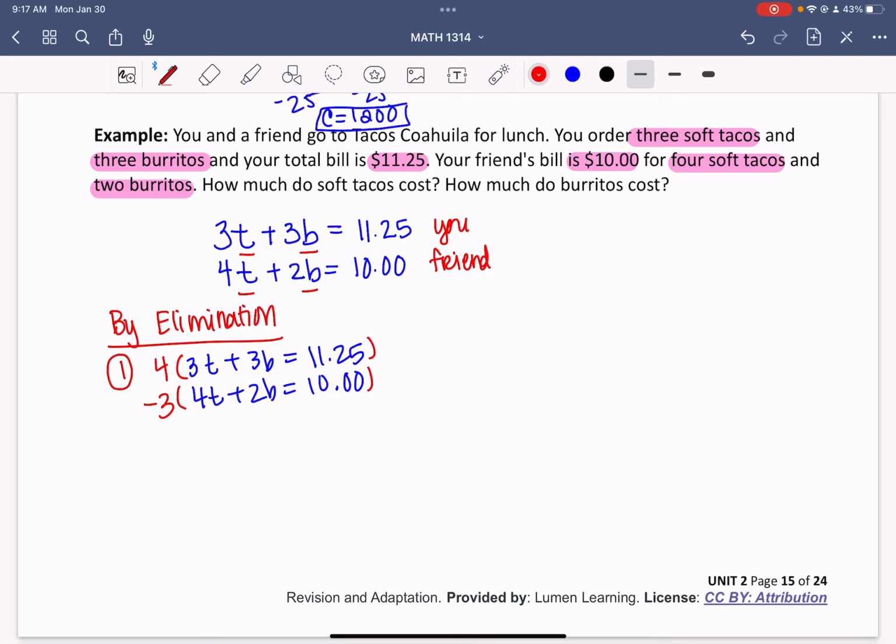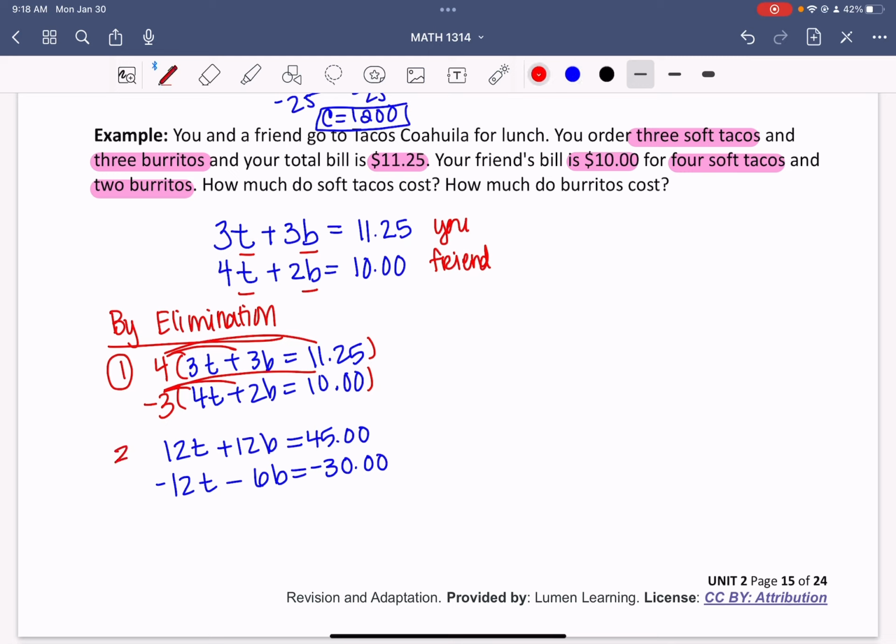So to create these opposites, I'm going to distribute this 4 throughout, this -3 throughout. It's going to amp up my numbers, but that's okay. As long as I'm doing it everywhere, the problem's not changing numerically in value. And so that would give me 12t plus 12b equal to 4 times 11.25, which is 45. Then I'm going to do -3. I'm going to distribute it, so it gives me -12t minus 6b equal to -30.